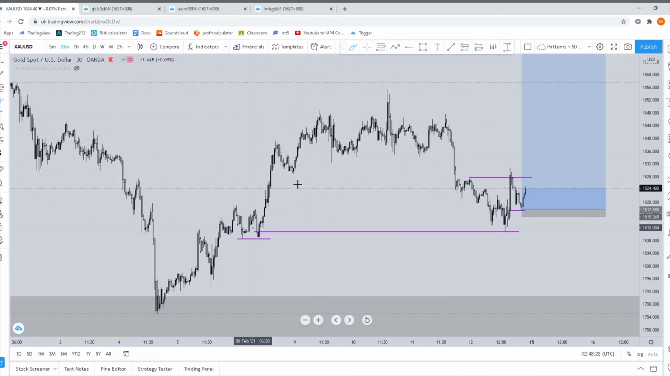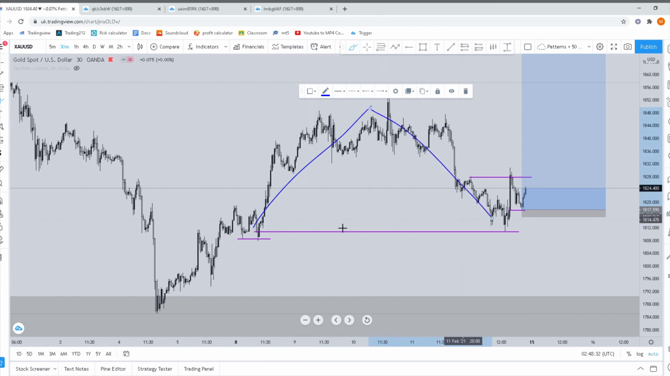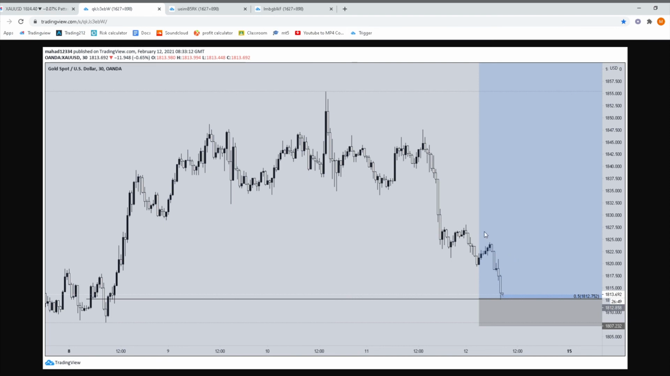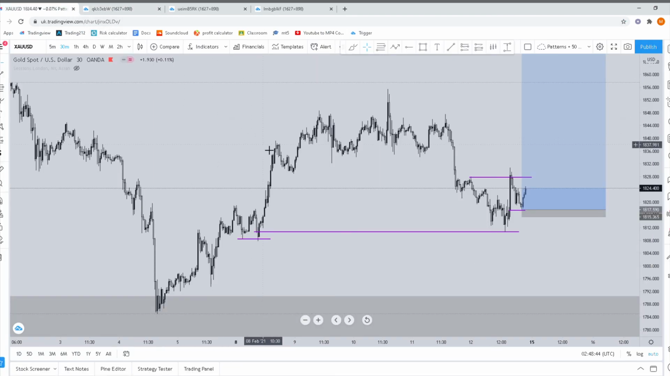Move up. This time did break structure, which is the reason why I actually took the trade. Comes down to the order block, and then we enter our buy. It's a very fractal market, and it was a very simple setup. You can see that I actually did take this trade. But yeah, it was a very simple setup, very simple trade.